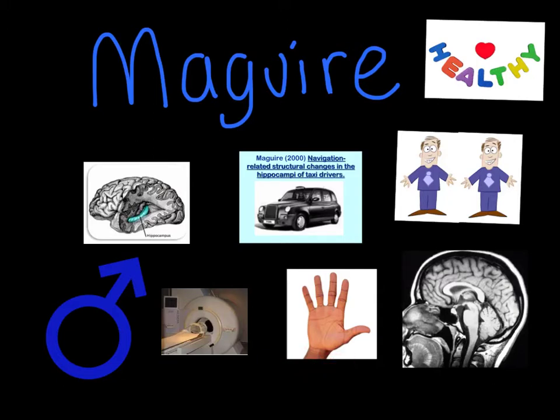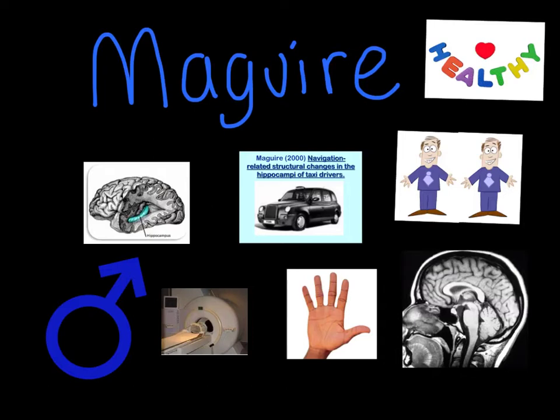The taxi drivers were scanned using an MRI scanner, and the control group scans were taken from the same unit where the MRI scans for the taxi drivers were completed, to ensure that there were no variances in the machines that were used, etc. So that was all standardised.